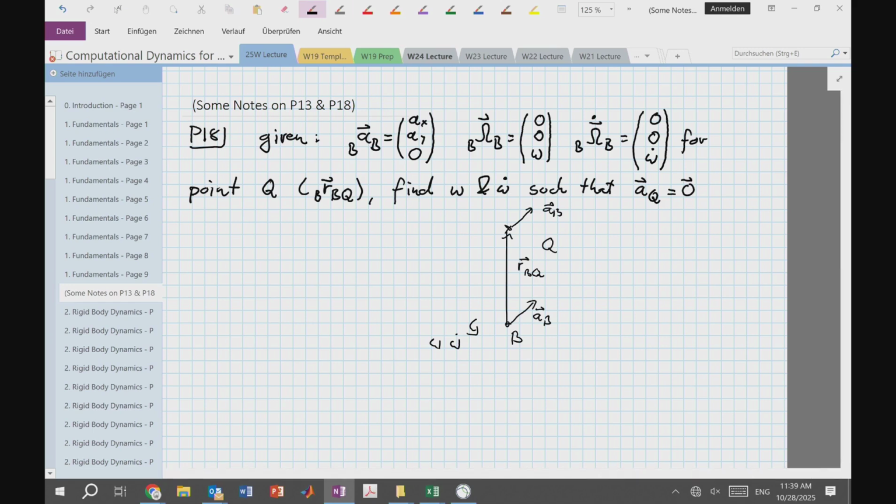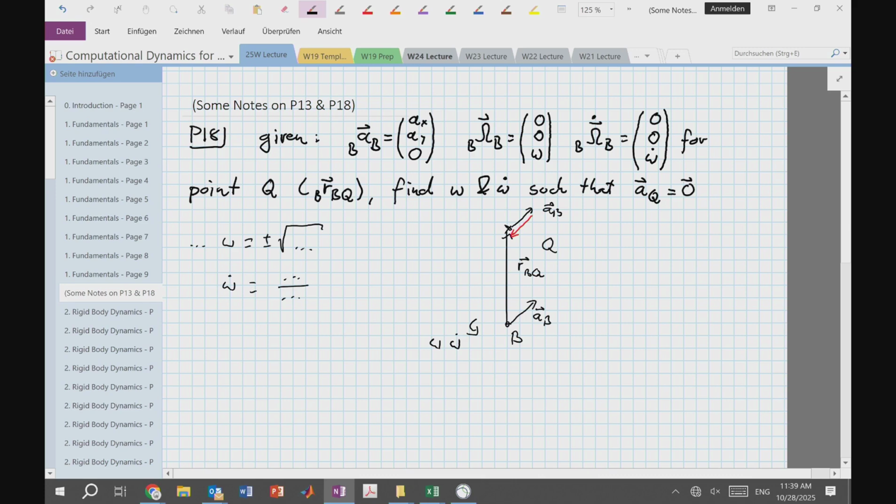But at this point, I need to find a compensating acceleration that comes from this omega squared plus omega dot. If you go through this problem, it's fairly simple. You just use the equation that I showed you. You solve it for omega and omega dot, and you get something that looks like this. Omega is plus minus the square root of something, and omega dot is some fraction.